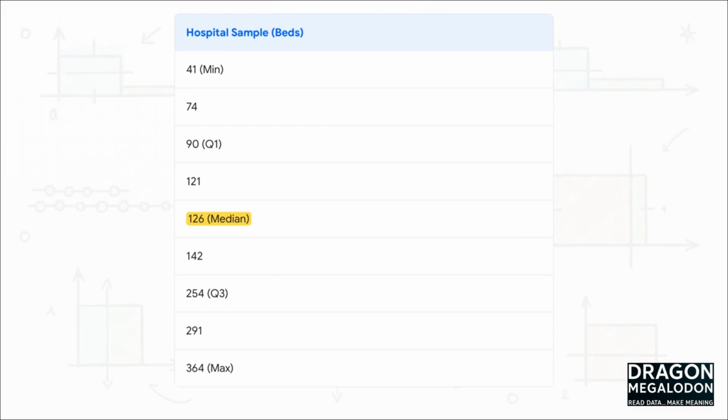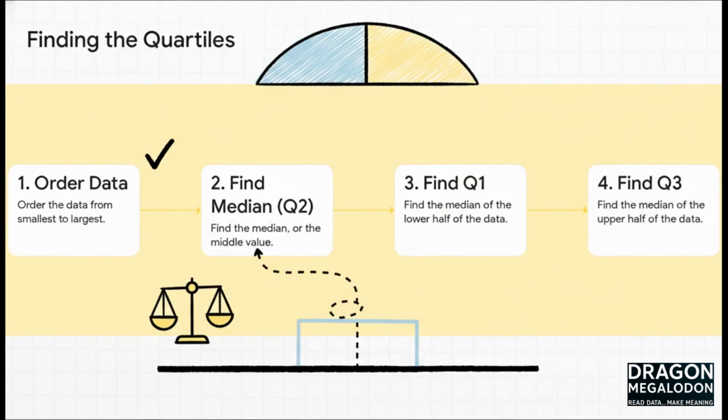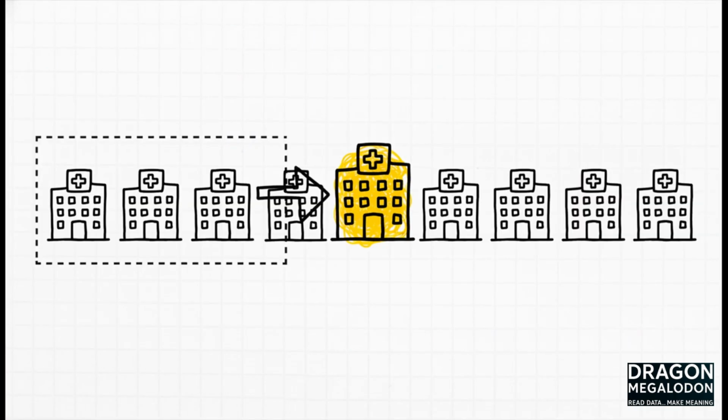Okay, here's our data. We've got the number of beds for each hospital. And you'll notice, and this is super important, it's already sorted from the smallest number to the largest. That is always your first step. Finding the quartiles is just a simple 4-step process. We already did step 1, and since you already know how to find a median, trust me, we are more than halfway there. So, since we have 11 hospitals in our list, the one right in the middle is the 6th one. And that hospital has 126 beds. Boom, that's our median, which also means it's our second quartile, or Q2.